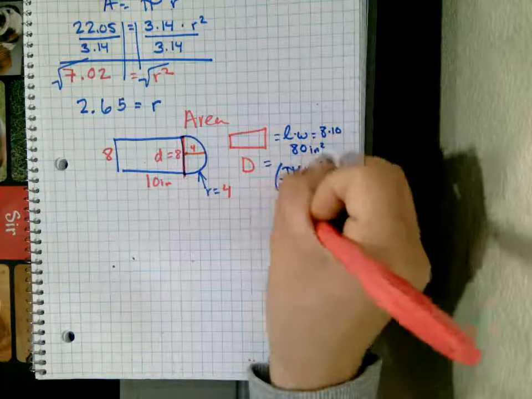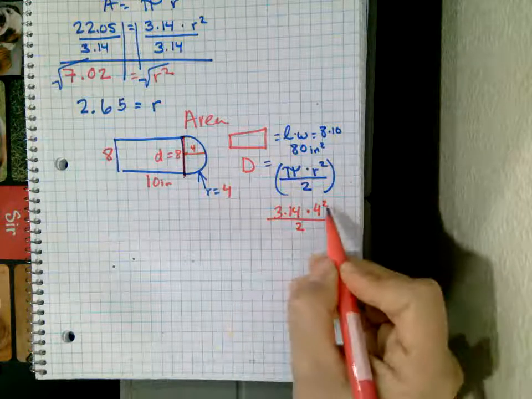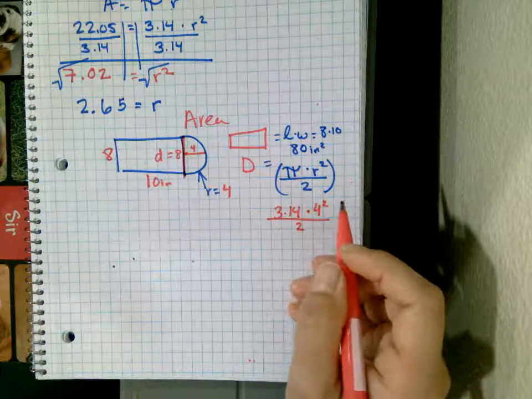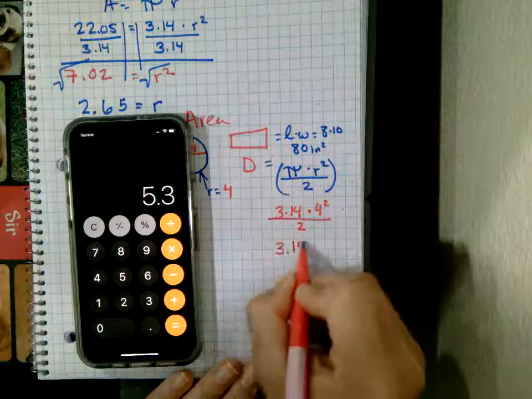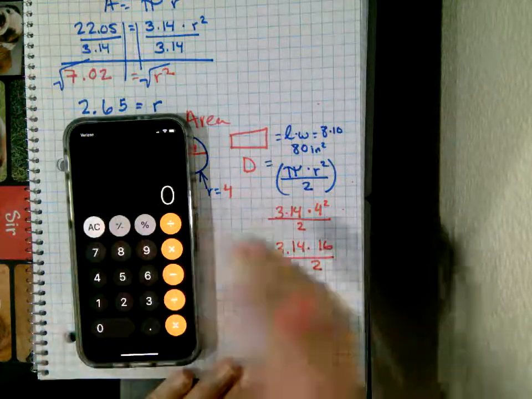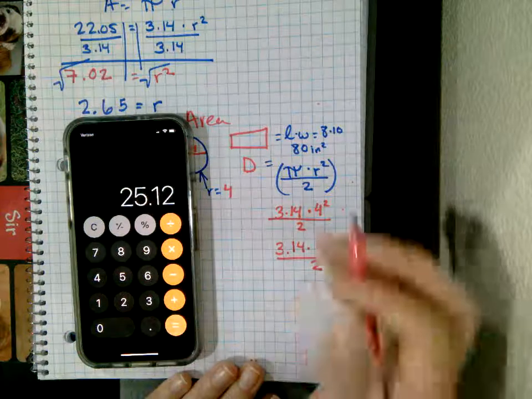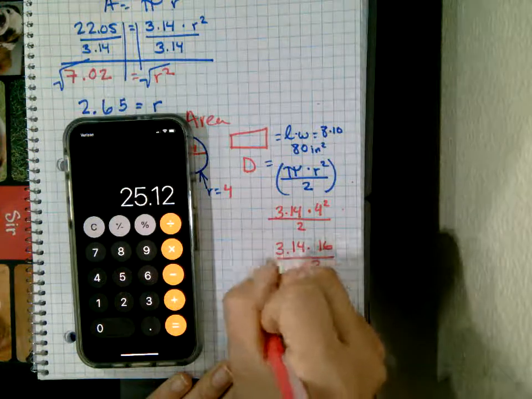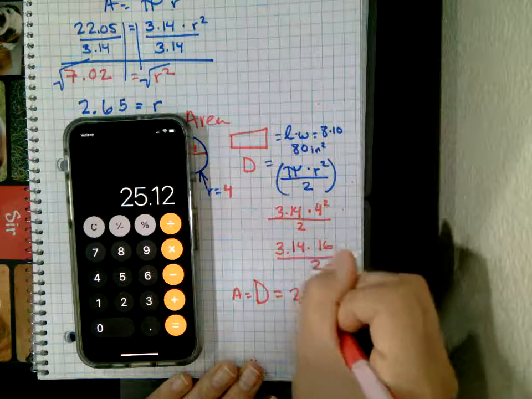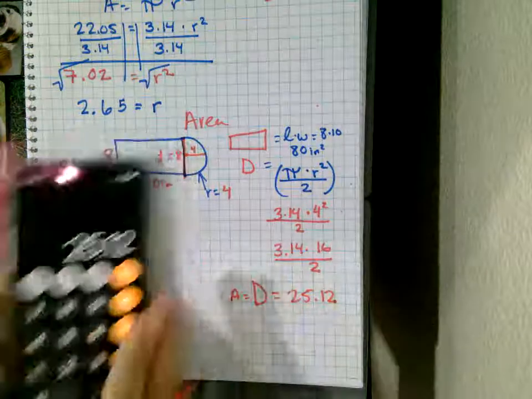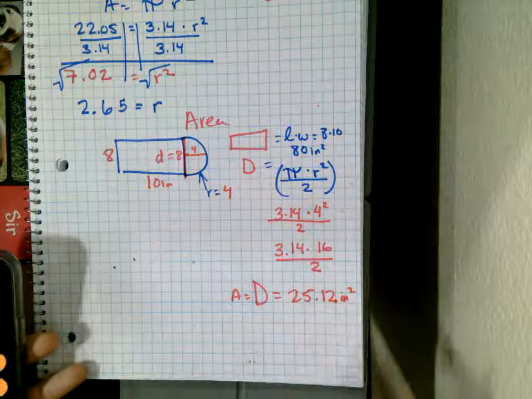So it would be 3.14 times 4 squared, all divided by 2. Don't think that this 2 and these 2 can be eliminated. Oh God, no. All right, 4 squared is 16. So 3.14 times 16 divided by 2. So the area of that half circle is equal to 25.12. So the area of my rectangle is 80 inches squared. The area of my half circle is 25.12 inches squared.